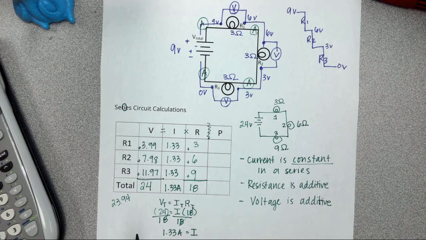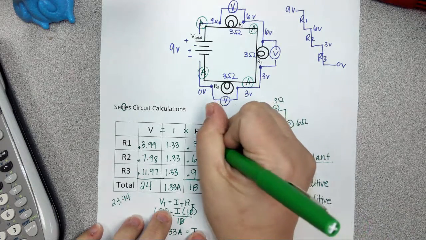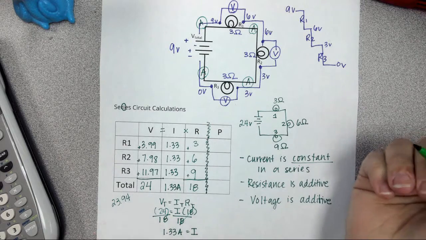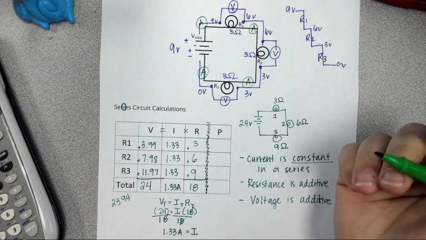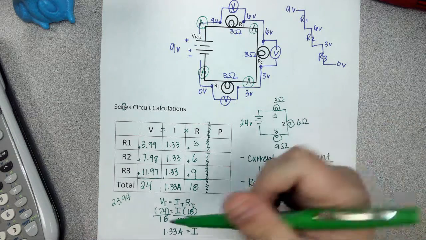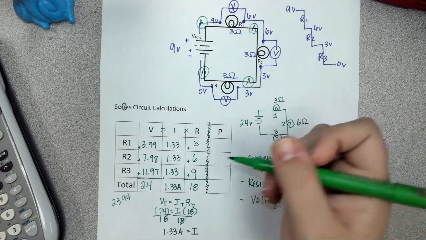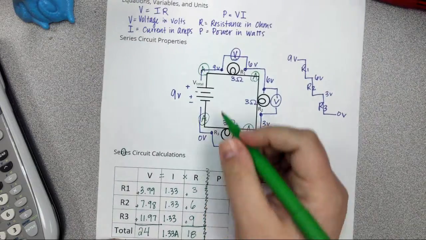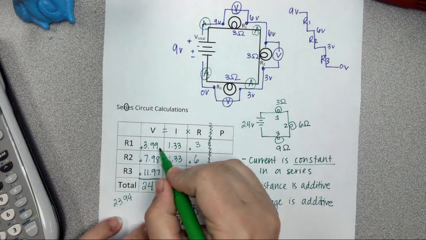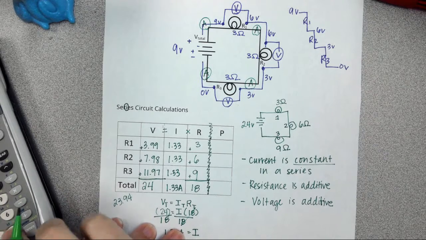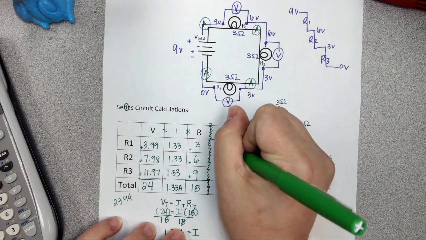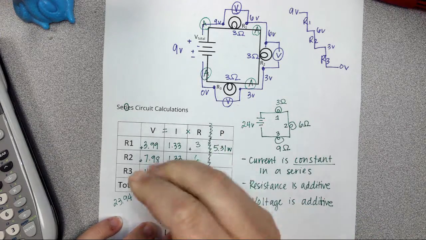Okay? The power row, or column really, doesn't have to be included, but it's nice to have, especially if your problem asks you about one or more resistors, how much power they have, like what's the power of this light bulb. Power, remember, according to our formula, is voltage times current. So if we do 3.99 times 1.33, that gives us 5.31 watts for R1.